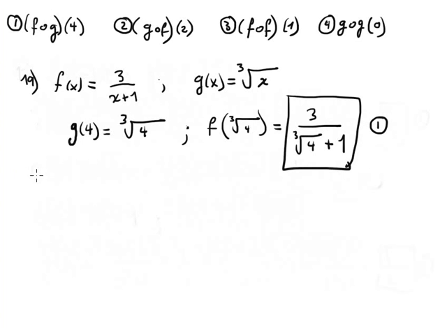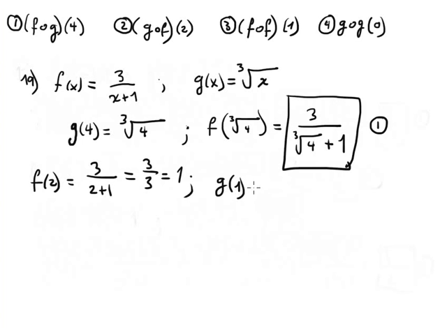Number 2, f evaluated at 2. F evaluated at 2 is 3 over 2 plus 1. It's 3 over 3, which is 1. And g evaluated at 1. G evaluated at 1 is the cubic root of 1, which is 1. The answer is 1.